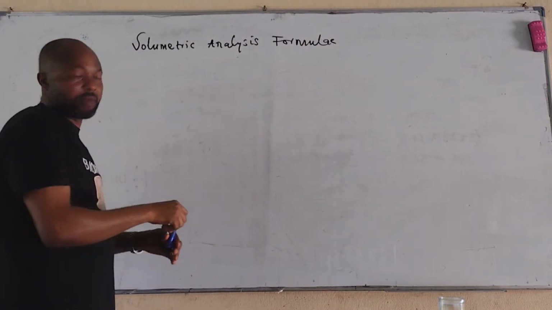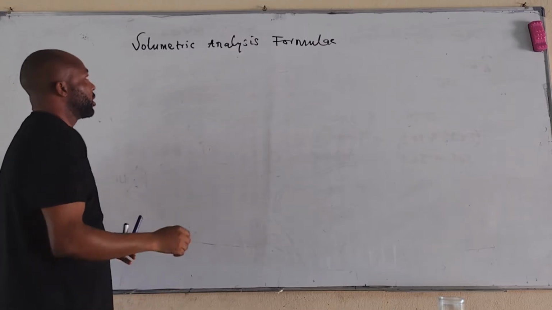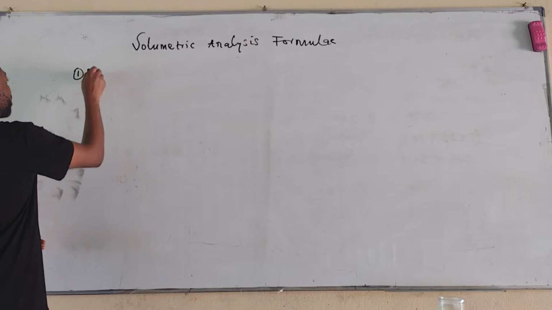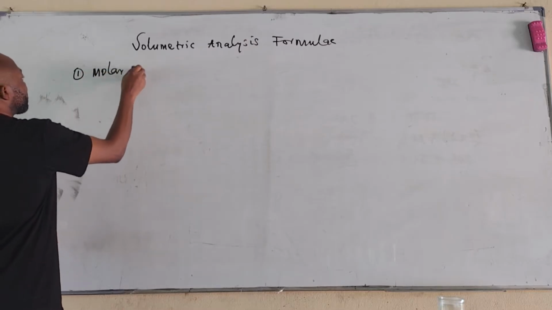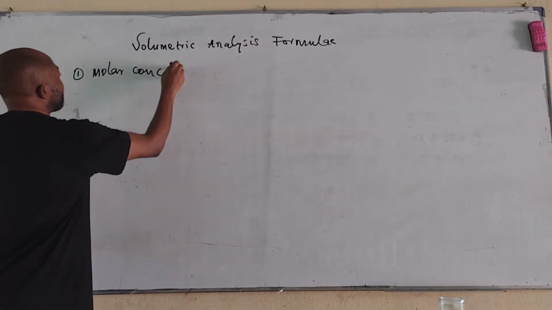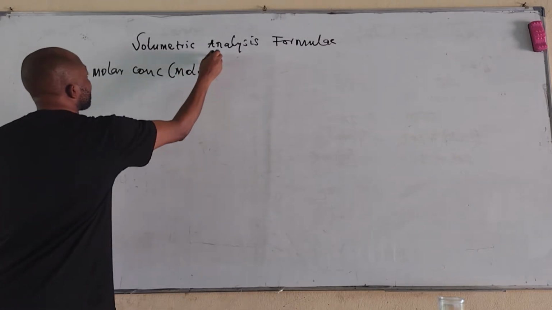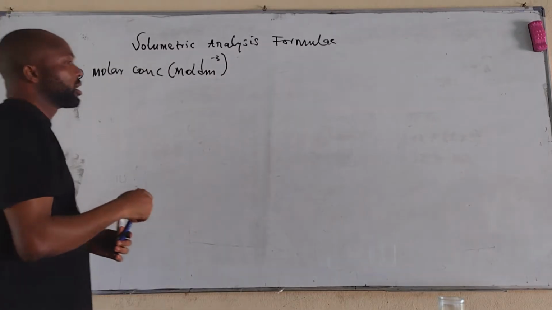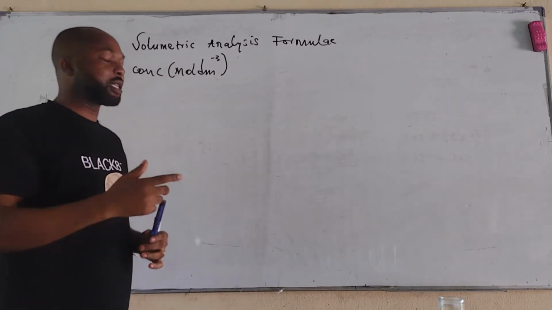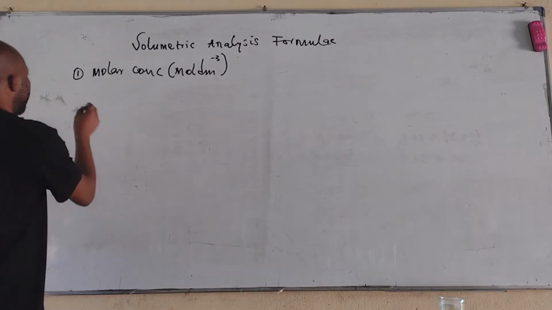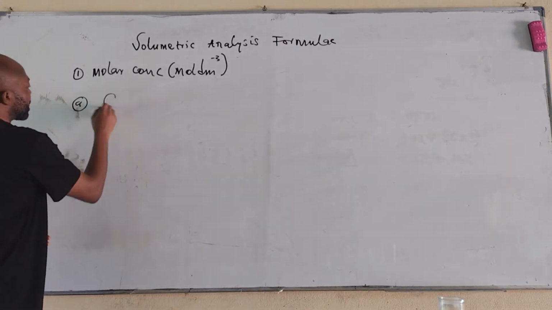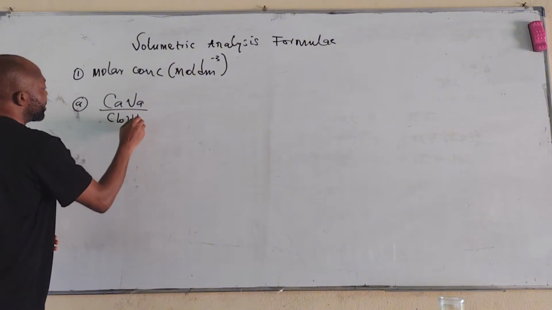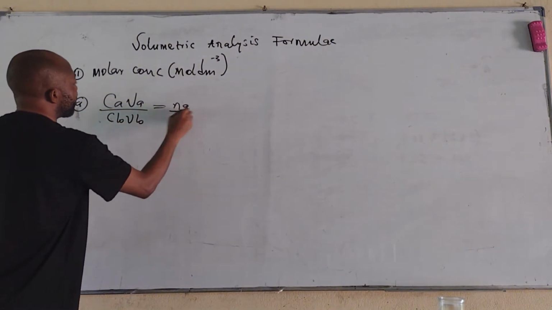So these are volumetric analysis formulas. Let's take our number one, which is molar concentration. The unit is in mole per dm³. For us to do this, there are various other formulas. Let's take the first one, A, which is CAVA over CBVB equals NA over NB.